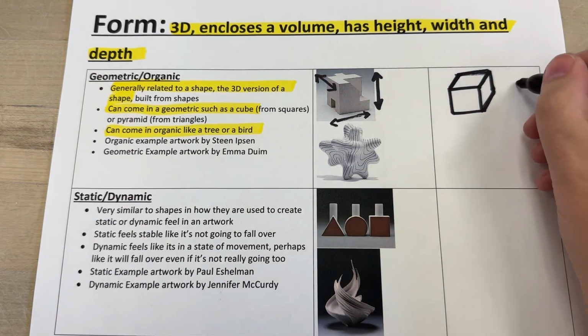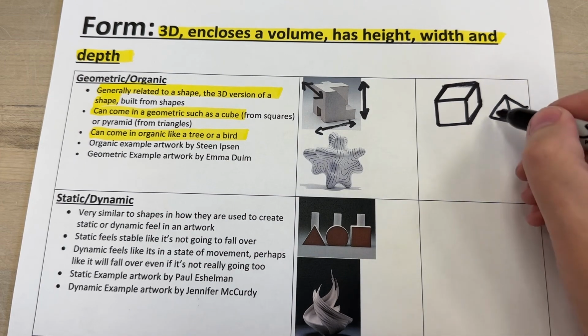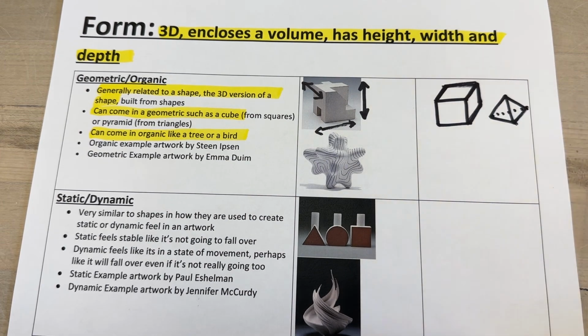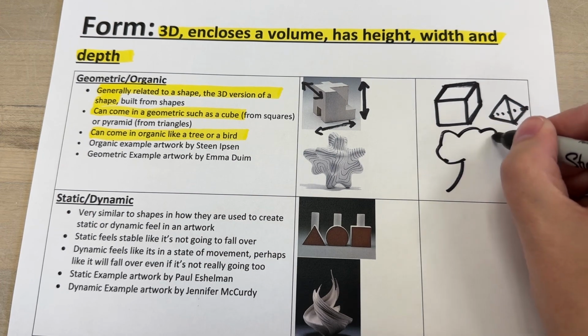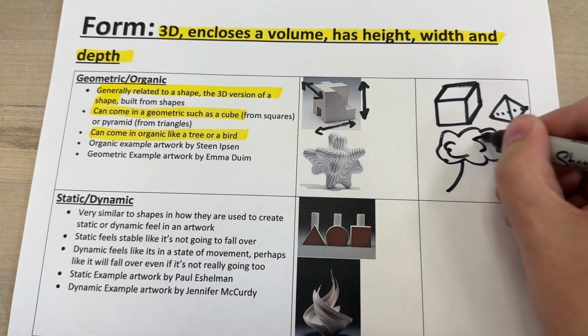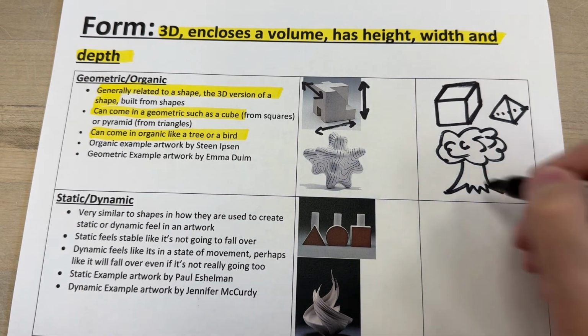Now, it doesn't have to be a cube. Maybe you want to make a pyramid, right? You could make a pyramid as well. But you want to have something that's geometric, and then you want to have something that's organic. So since I mentioned tree, I'm going to add in a picture of a tree, right? I'm going to add in small things.